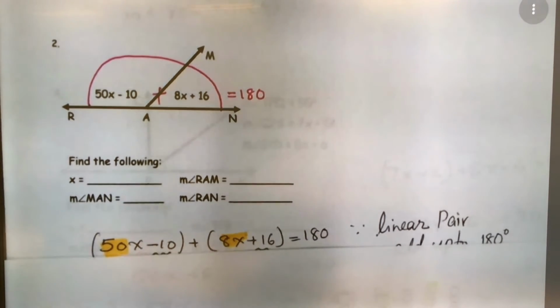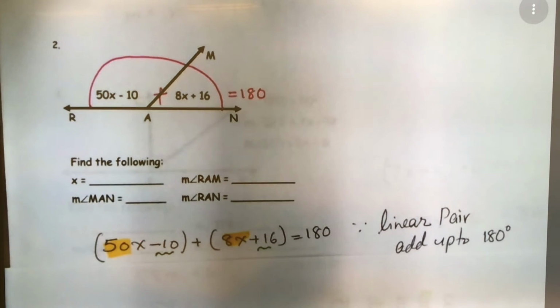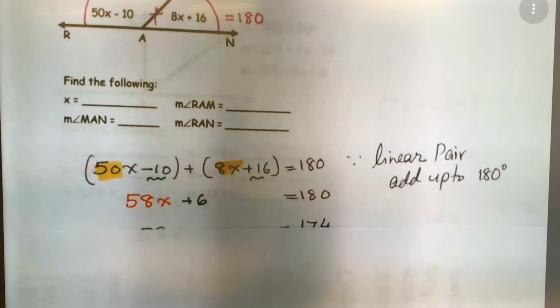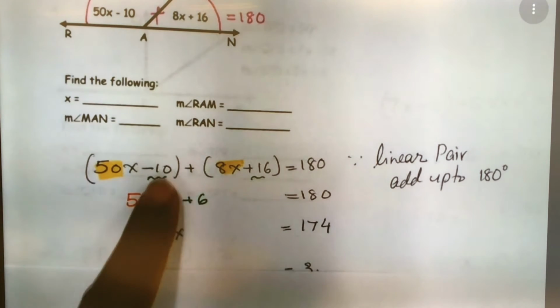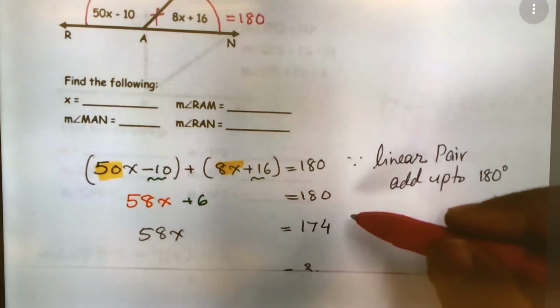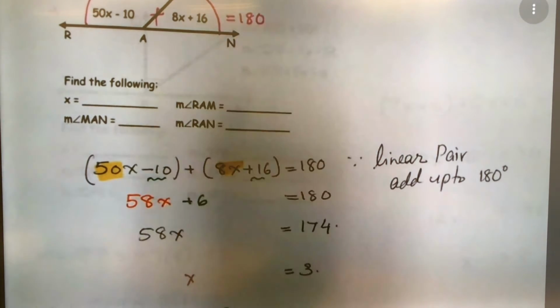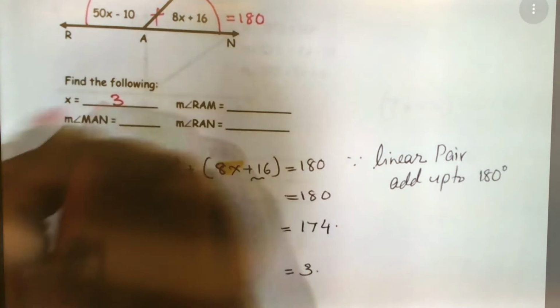So now the next step is to combine the like terms. I think you may be able to solve it by yourself, so take a moment and solve it. Combine the like terms, so negative 10 and 16 become plus 6. Subtract 6 from both sides, 174. Then you divide by 58, and you get x is equal to 3.